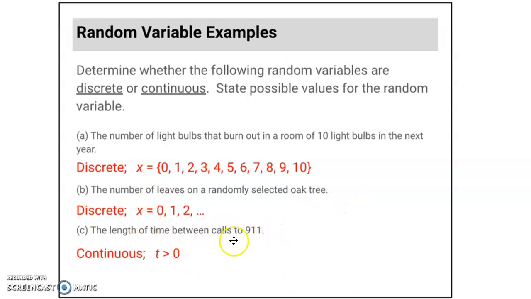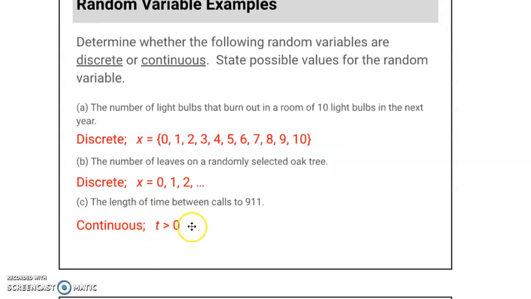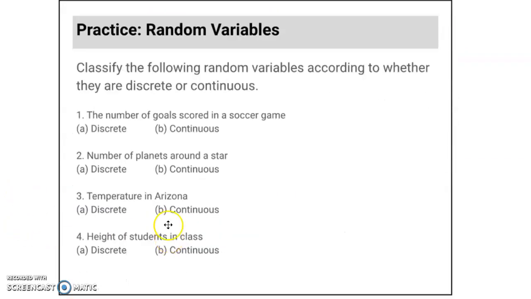The length of time between calls to 911, however, is continuous because you can say that this call came before that call, but let's say that this call came at 12 midnight. Well, it didn't come exactly at 12 midnight. It came at 12 midnight and 10 seconds, or 12 midnight and 12 seconds and 1 millisecond. It's subdividable. It's not discrete. It's continuous.